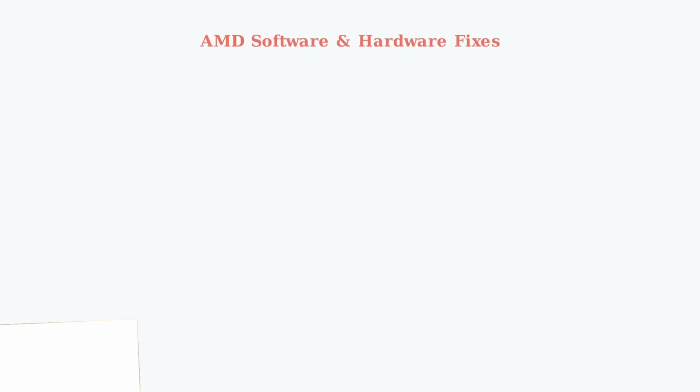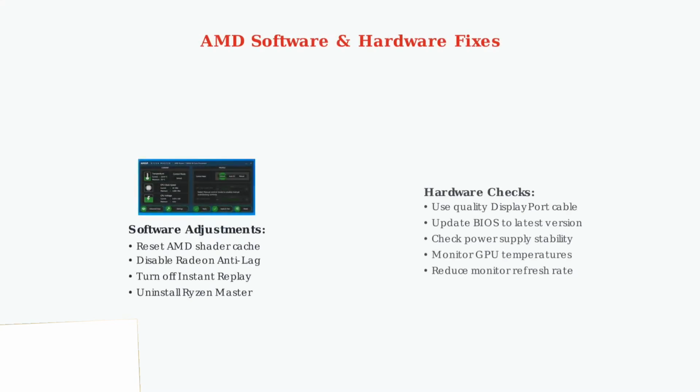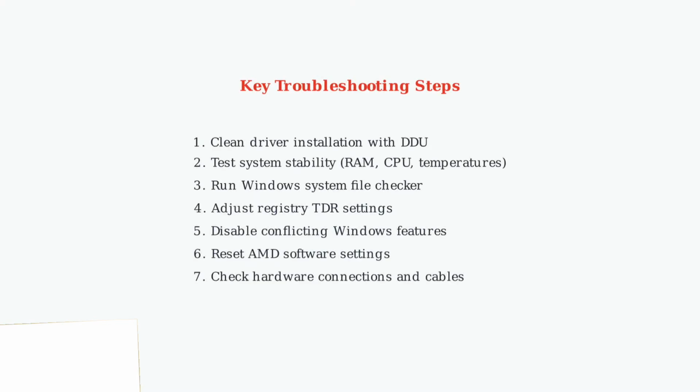Finally, adjust AMD Adrenaline settings and check hardware connections. Reset shader cache, disable conflicting software like Ryzen Master, and ensure quality cables and proper power delivery. These troubleshooting steps address the most common causes of AMD driver timeouts. Start with driver reinstallation, test system stability, adjust Windows settings, and check hardware connections. Most timeout issues can be resolved through these systematic approaches.